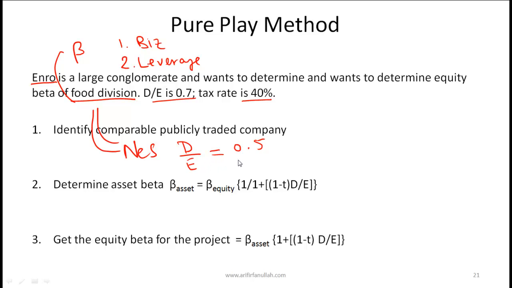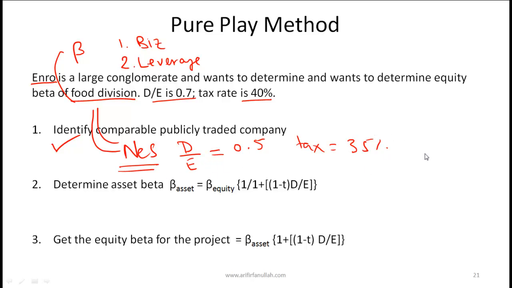So that's the debt to equity ratio. And let's say that the tax rate for Ness is equal to 35% for this company. Now what we need to do here is, step 1 was identifying the comparable, which we did. Now step 2 is to determine the asset beta for this comparable company. Asset beta means what would be the beta of Ness if there was no debt.